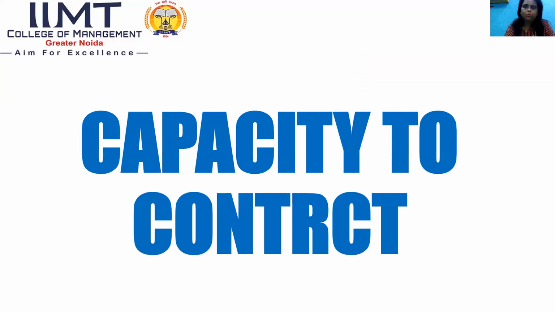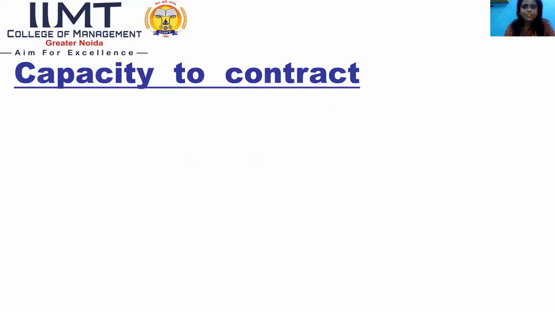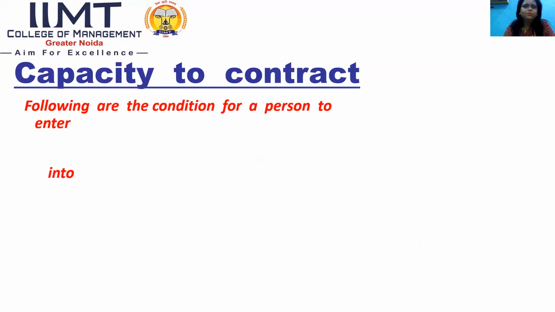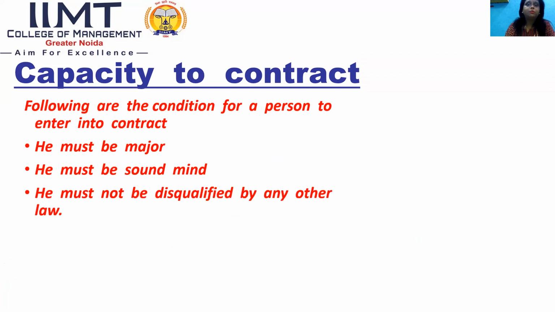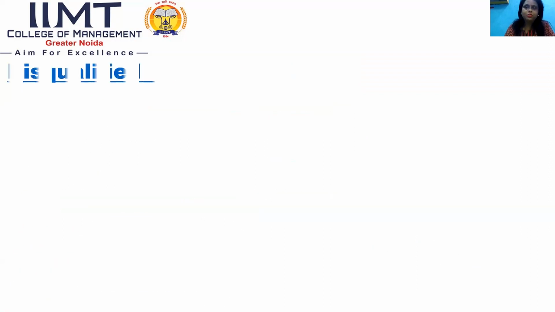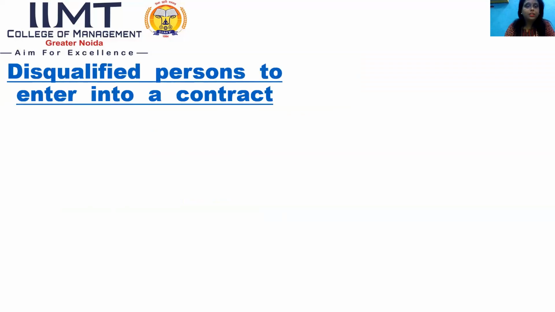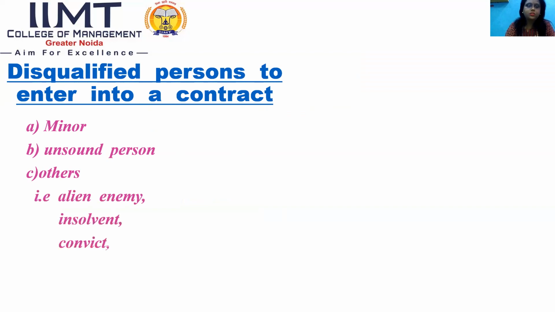These are the details of consideration. Now, what is the meaning of capacity to contract? Capacity to contract refers to the following conditions for a person to enter into a contract. He must be a major, he must be of sound mind, and he must not be disqualified by any other law. Disqualified persons who cannot enter into a contract are minors, persons of unsound mind, and others like an alien enemy, insolvent, convict, company or corporation acting against its MOA or AOA.